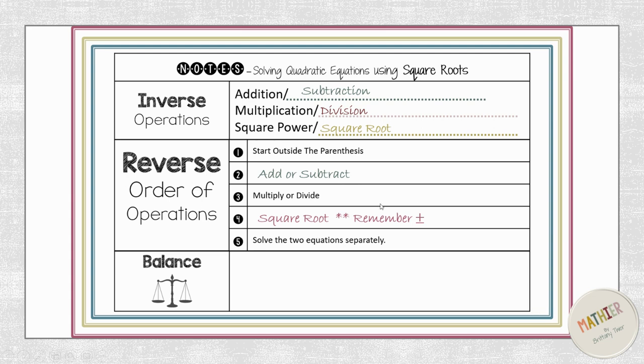So sometimes taking the square root of both sides will be the last step, but then sometimes that leaves you with an expression that still needs to be solved. And remember our concept of balance. Whatever we do to one side of the equation, we have to do to the other side of the equation.